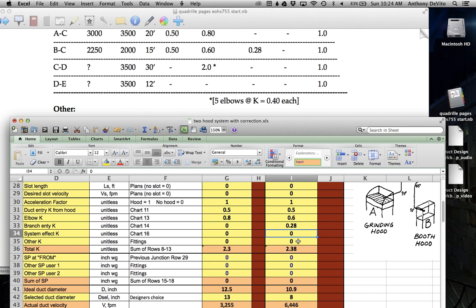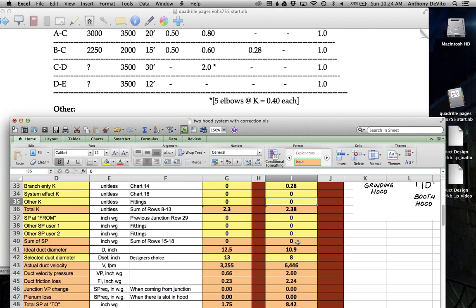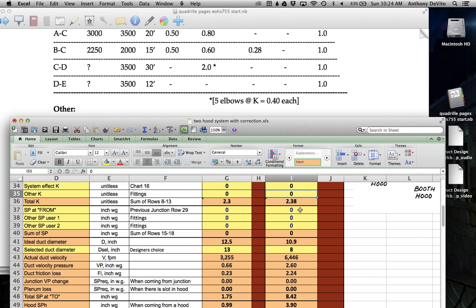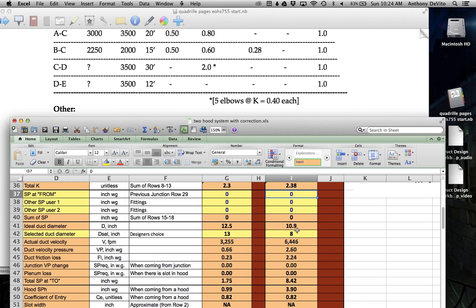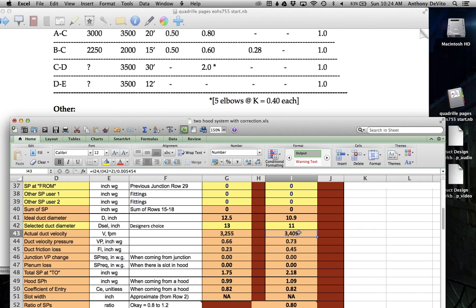Our system effect, we don't have any system effects. There are no other losses, no filter or anything like that in this section. So there's our total K for B through C. Static pressure starting is 0 because we're starting from outside a hood. The ideal duct diameter would be 10.9 inches. Well, I think I can get away with an 11 inch on that one. It'd be pretty close to what our transport velocity is intended to be, certainly within a few percent anyway. So there we are. Transport velocity is going to be 3409.